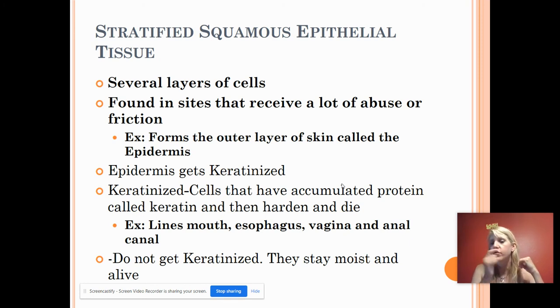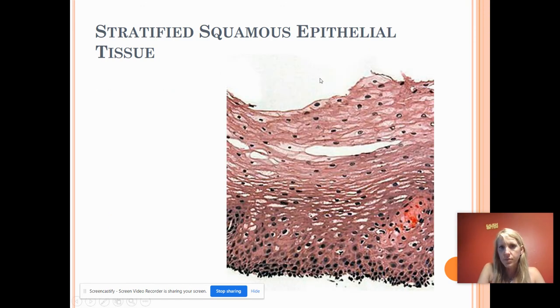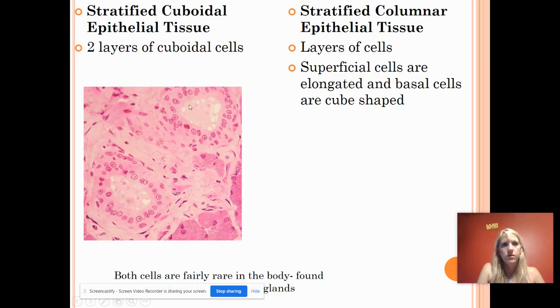Whereas this cheek cell, if you stuck your finger inside your mouth and feel the inside of your cheek, that's moist. Your arm is not. Your arm gets keratinized, which means that it has accumulated protein, and it causes keratin, it hardens and dies. Which is why I could stick that thing through here and not get hurt, because it's all hardened. Right, so this is a picture. Remember, this is the lumen, and this would be your stratified squamous epithelial tissue. Look how many layers that is. So I stuck the pin through here. No big deal.